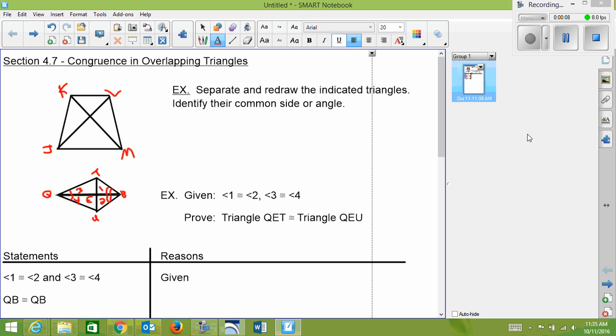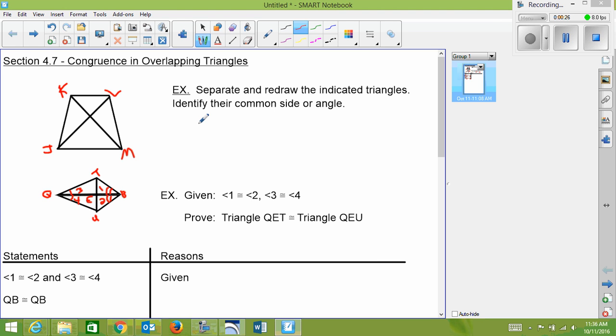So the first example here, with this KLMJ quadrilateral with some extra lines in there, is to separate and redraw the indicated triangles and identify their common side or angle. So I will attempt to draw it on here. It's probably not going to look the best, but what you would do is take out the two triangles that are congruent to each other. You can see that KLM here and KLJ appear to be congruent.